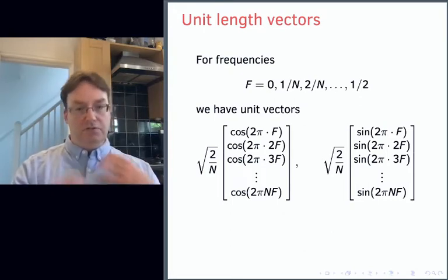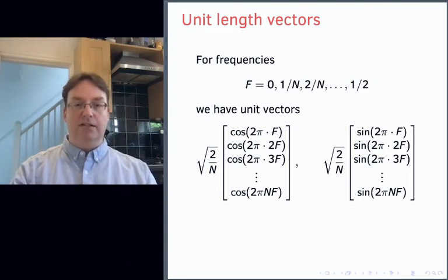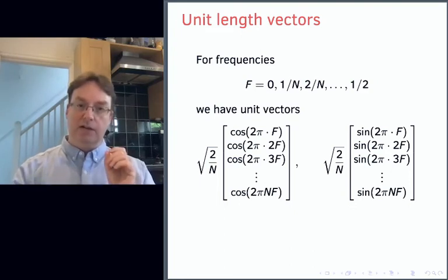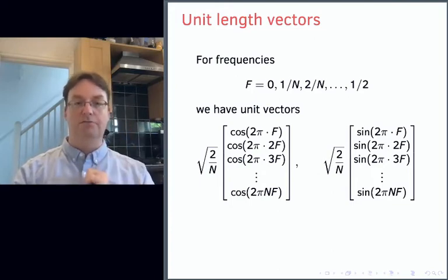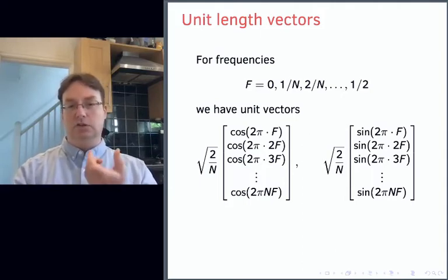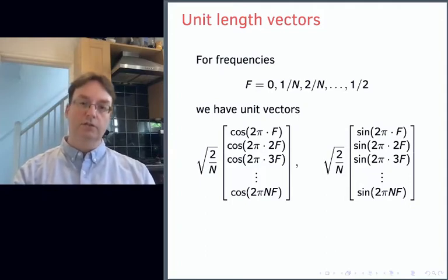So to summarise, how many vectors have we got? We said that there are actually n over 2 plus 1 possible frequencies, ranging from 0 up to a half. So n over 2 would range, say, from 1 over n up to a half, but we've got 0 thrown in there as well. So that's like an extra one. And for each of those frequencies, I've got 2 vectors, the cosine one and the sine one. So in total, that's n plus 2 vectors.